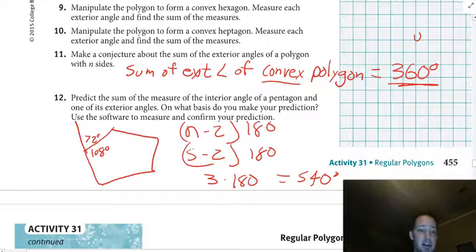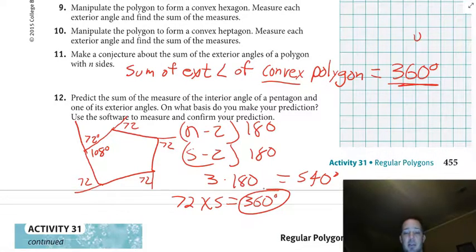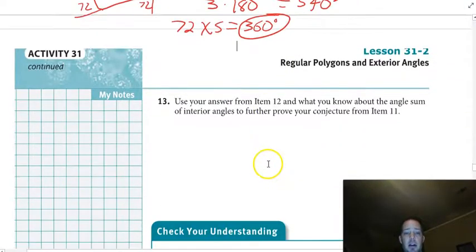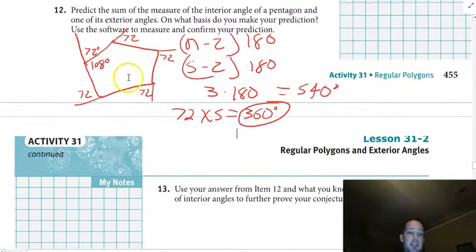The sum, if I did all of these, 72 times 5. So the sum of those exterior angles on a regular pentagon is 360. The sum of the exterior angles on any pentagon is going to be 360. All right. It says use your answer from item 12 and what you know about the sum of the interior angles to further prove our conjecture. Basically, we did just prove it.